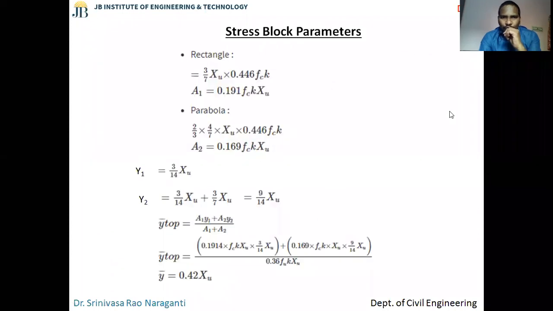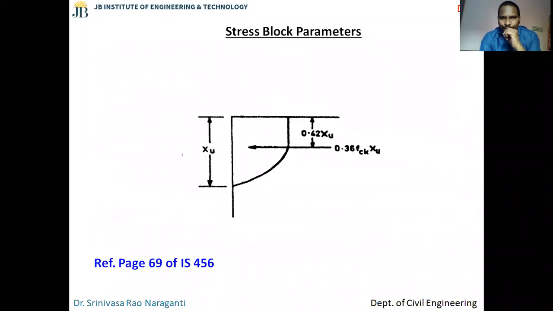The total force is nothing but 0.36 FCK XU, the sum of both forces: the force acting in the rectangular section plus the force acting on the parabola section. Total is 0.36 FCK XU acting at a distance of 0.42 XU. The same thing is available in IS 456, page number 69, the stress block diagram. What we derived was how we get this 0.36 FCK XU and how we get this distance 0.42 XU, as shown before.